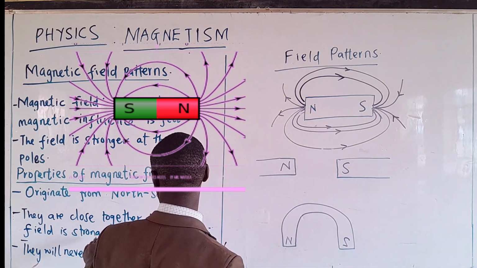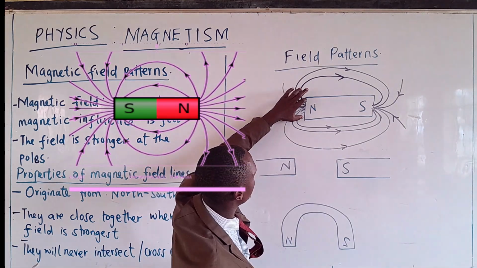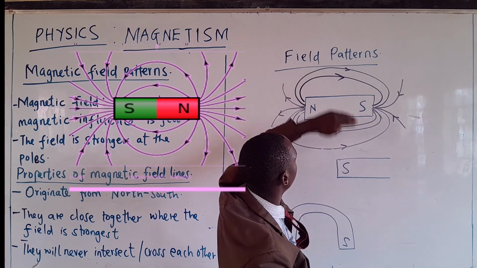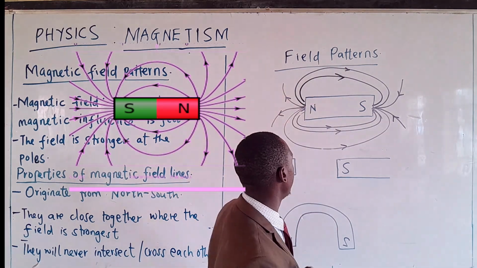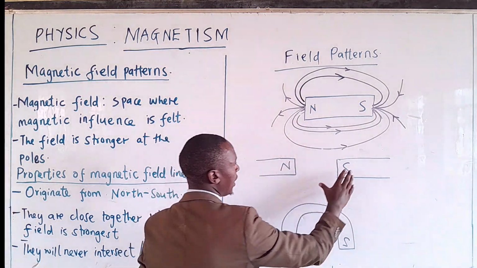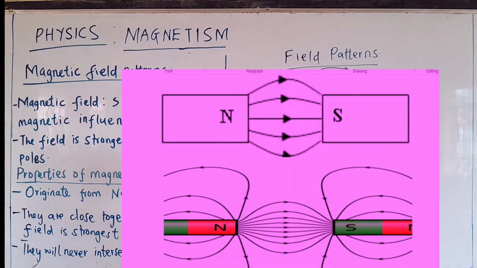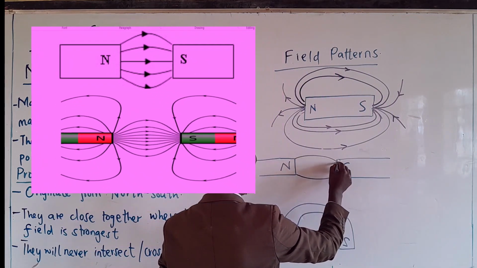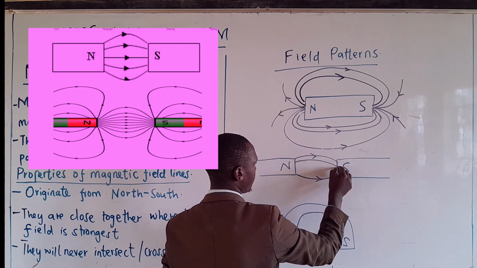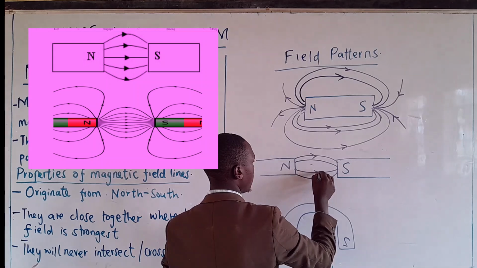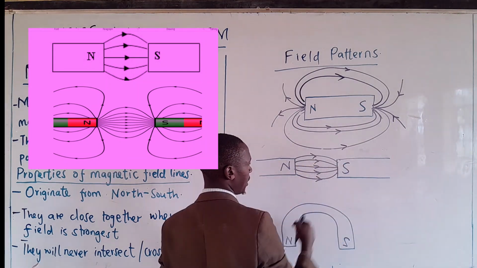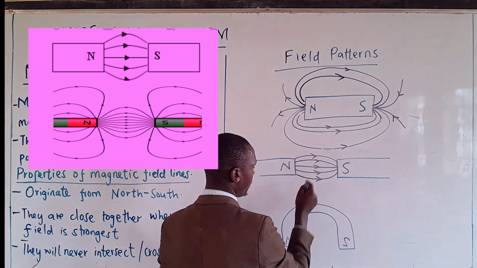And as you can see from the second property, they are closer together at the poles and far apart away from the poles. Now in the second example, we have two magnets here. We have a north and a south here, and of course we're going to expect them to move from the north to the south. They are going to be closer together at the poles and far apart away from the poles.